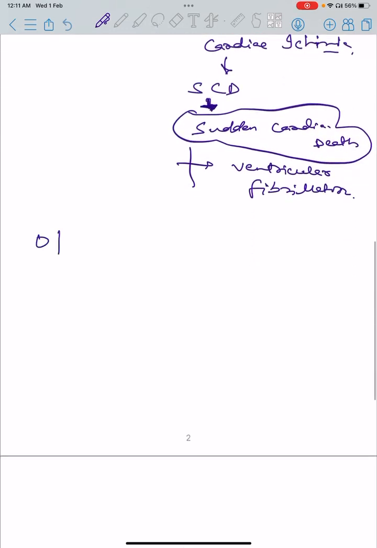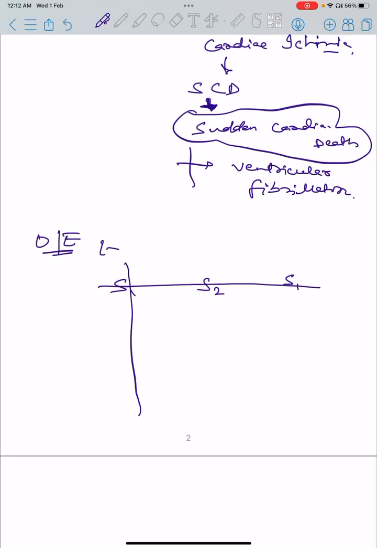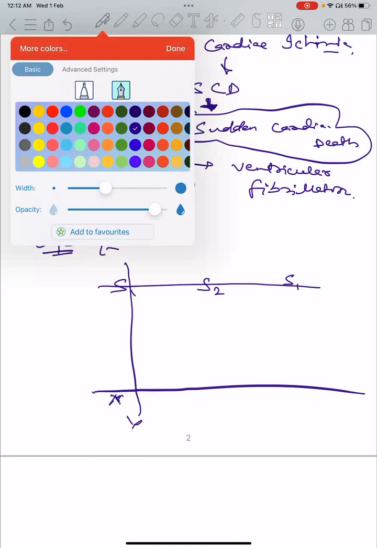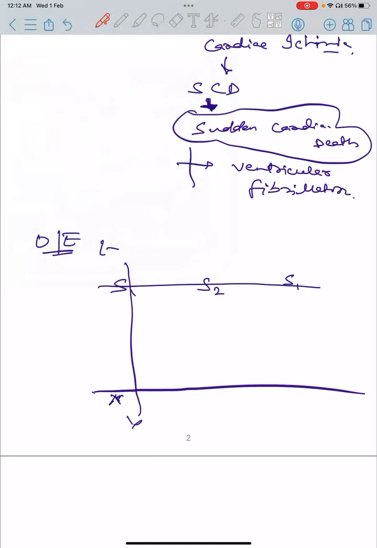While on examination, let's have a look at the normal heart sounds of our body. S1, then S2, then S1. We plot a graph on the x-axis and y-axis. Normally, during the systolic phase, the spike shoots.